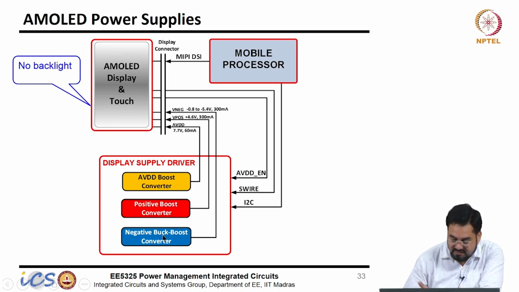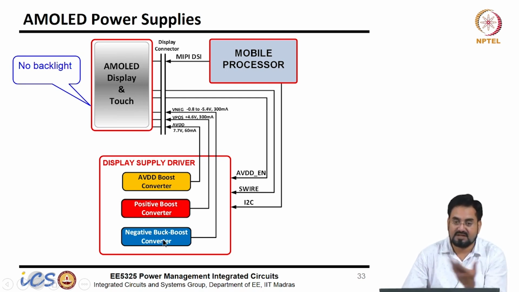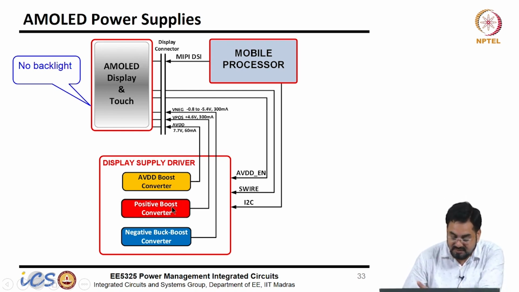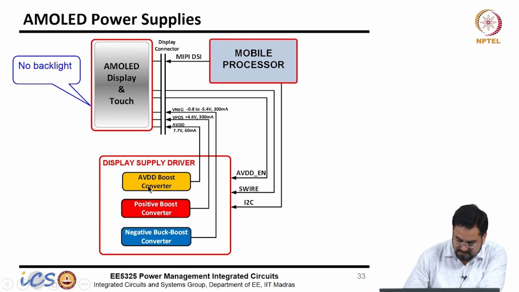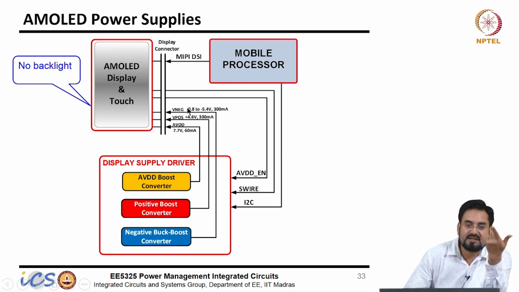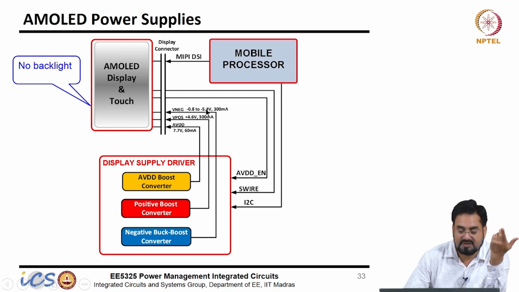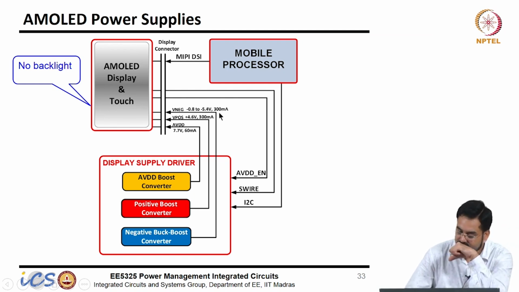So, we require a negative buck boost, or negative supply, just like we need in LCD. We require a positive boost also, and ABDD is different. Now, the negative voltage required in LCD was fixed minus 5.5 volt and positive was fixed 5.5 volt. Here the negative voltage is varying, it may be from minus 0.8 to minus 5.4 volt, and the current requirement is much higher, 300 milliamp. There we required a maximum of 50 milliamp or so. So, that is the main difference.